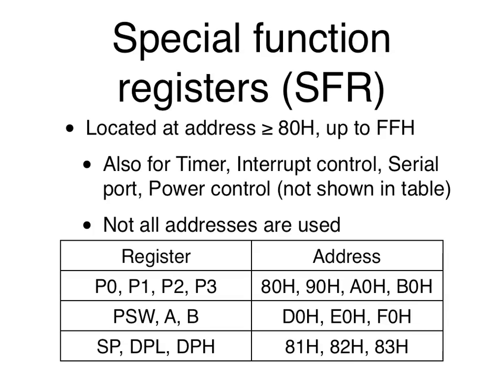Now, stack pointer SP, that is 81 hex, okay? And that, because it doesn't end with a 0 or 8, that means it's not bit addressable. Now, DPL, DPH, those are the data pointer low or high bytes that have 82 and 83. There are a few others for timing control or timer interrupt control, serial port.